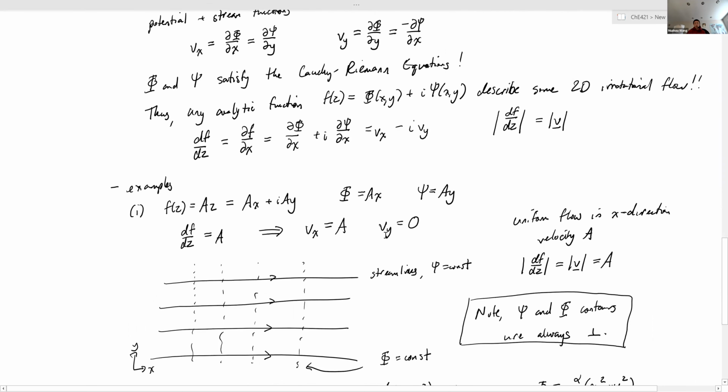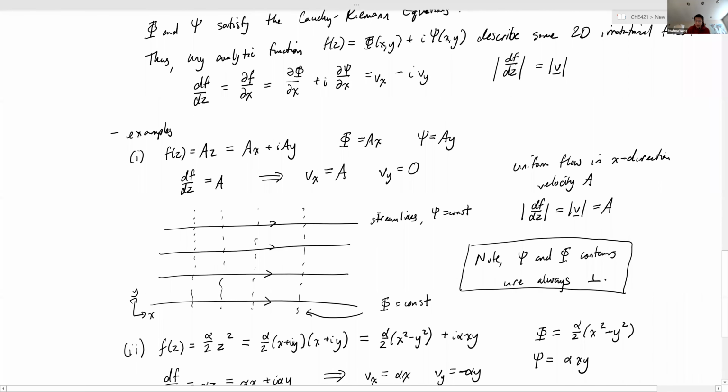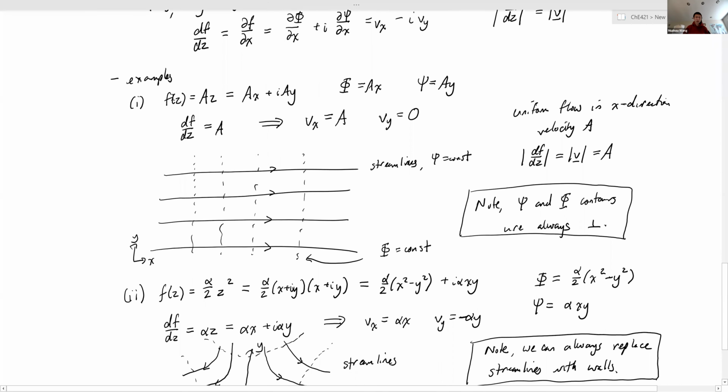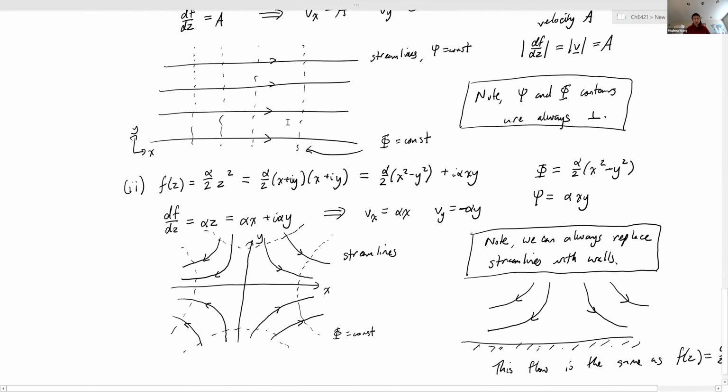And so we went through a couple examples on Wednesday, and we'll go through a few more today. Some of those will look a little different than what we're used to. Some of those will actually look pretty familiar, ones that we've already seen before in other contexts. The simplest ones, for instance, were if the function f of z is just a constant, then you end up with uniform flow in one direction. In this case, it happens to be in the x direction. If it were like a times iz, then perhaps it would be in the vertical direction or something like that.